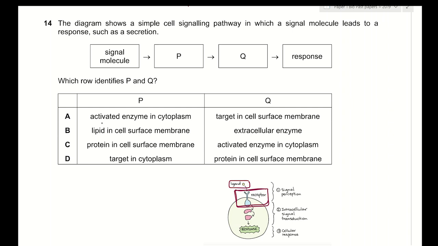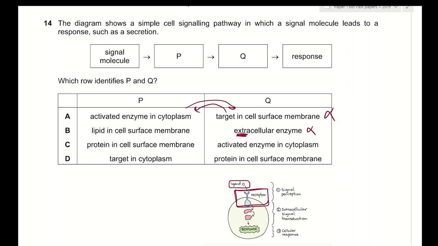For A, activated enzyme in cytoplasm and target in cell surface membrane. They actually should be the opposite. First of all, the ligand binds to the target, then enzymes are activated in the cytoplasm. Therefore, this is incorrect. For B, lipid in cell surface membrane, extracellular enzyme. Now, extracellular enzyme is incorrect. It should be intracellular enzyme because the reactions happen inside the cell. Therefore, this is incorrect. For C, protein in cell surface membrane, then activated enzyme in cytoplasm.